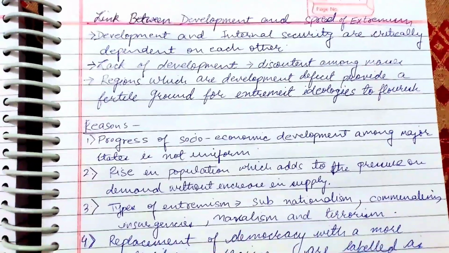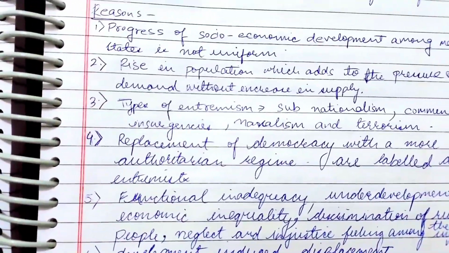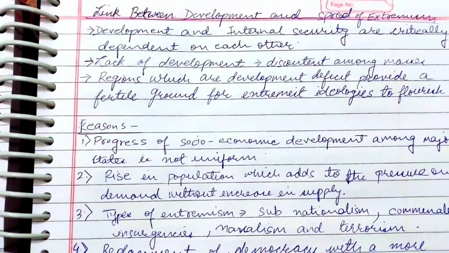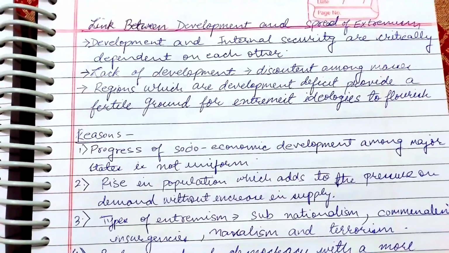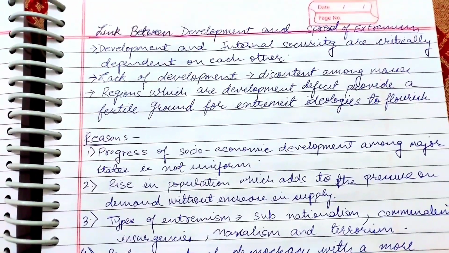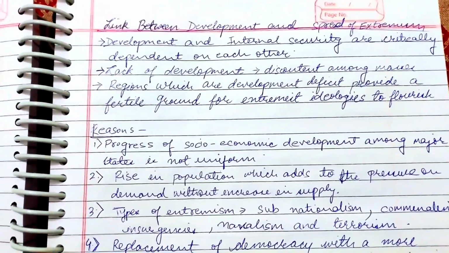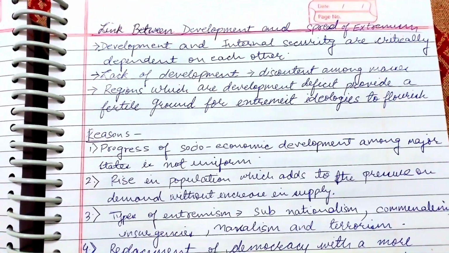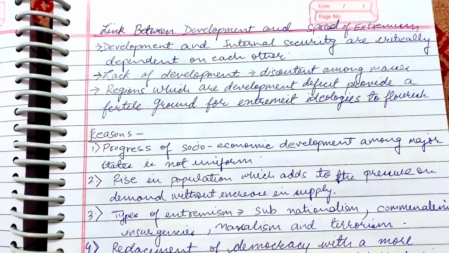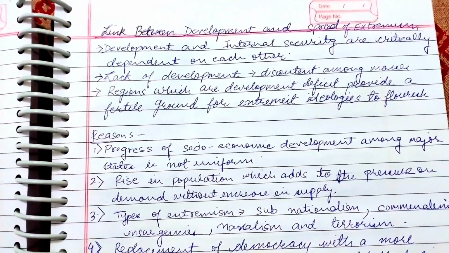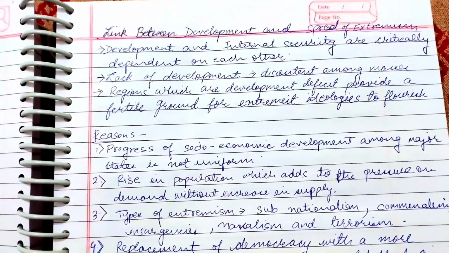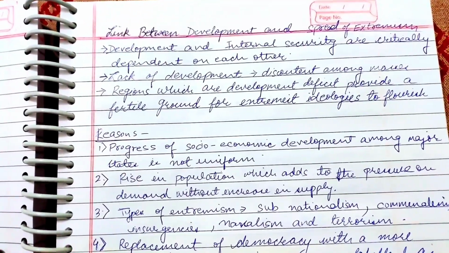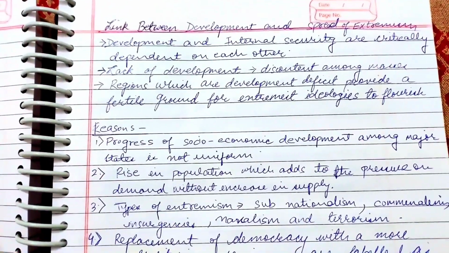In many ways, development and internal security are related to each other and are two sides of the same coin. Each is critically dependent on the other. It has often been seen that lack of development is responsible for discontent and ignorance among the masses, and regions characterized by development deficit provide a fertile ground for extremist ideologies to flourish.